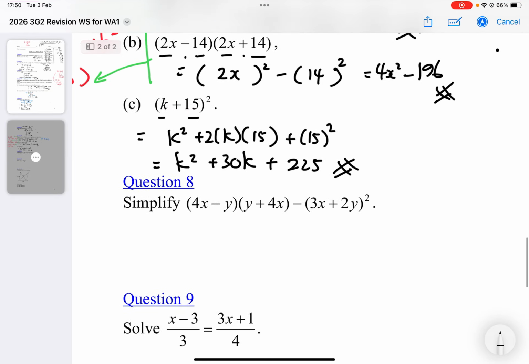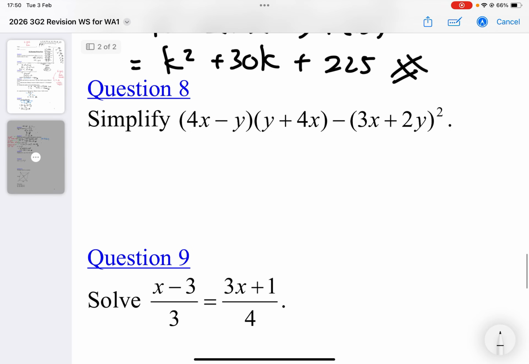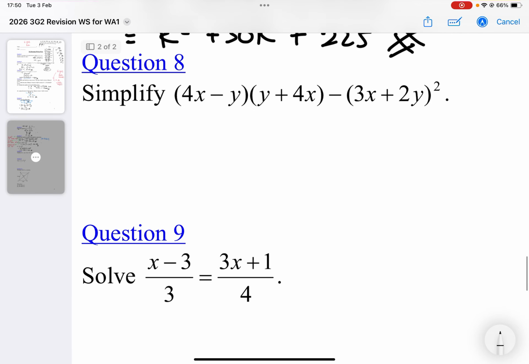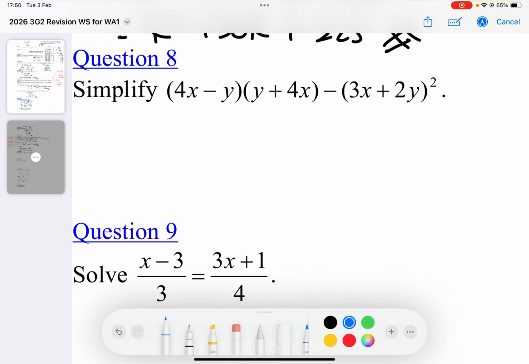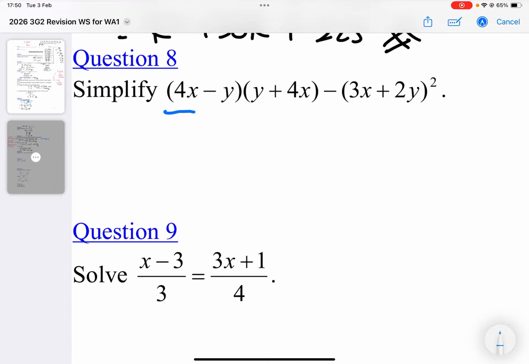Okay, question 8. This one, the expansion is not the difficult part, but there is something that is very important here. Okay, when we see this string of algebra thing, again we must know what is happening. So this is actually a bracket, multiply this bracket, then after that I want to subtract this whole thing here. This whole thing here is this bracket being squared. Okay, so I am subtracting this entire thing. So you must be very careful. So this front, you can go and do your own expansion, but there is also another way to make it a bit simpler. Y plus 4x is also 4x plus y.